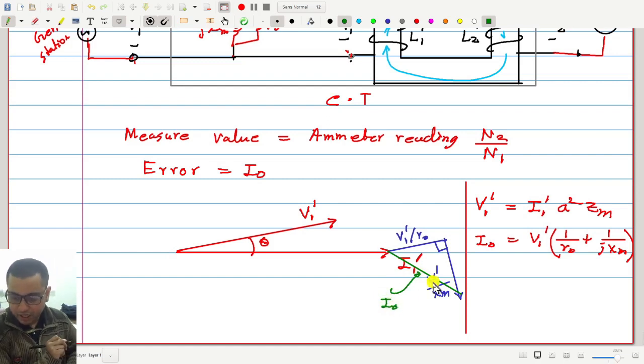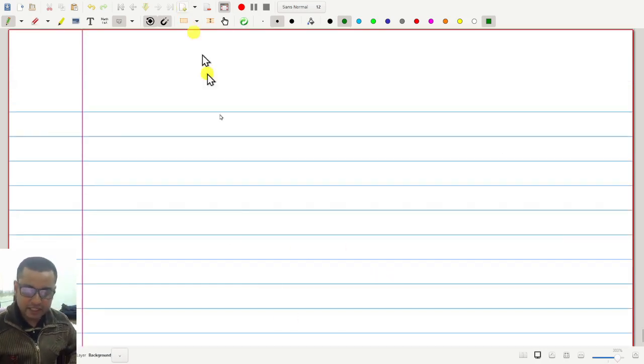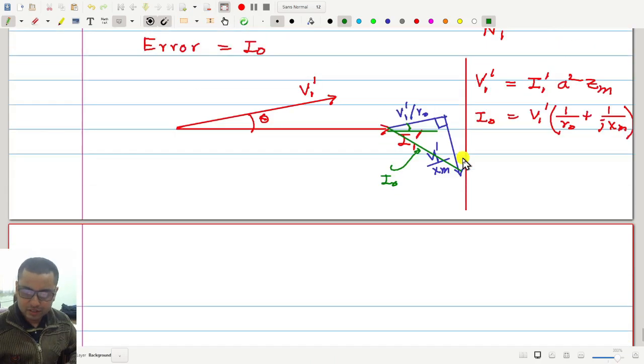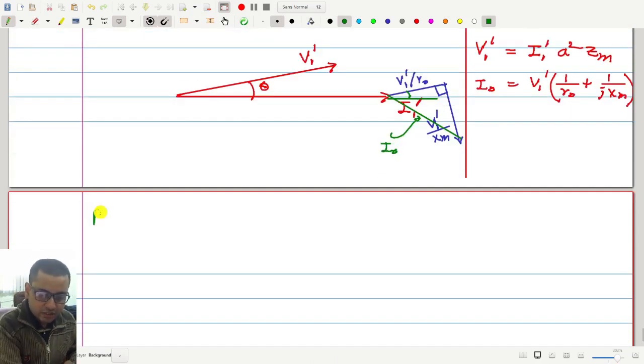Okay, acha. Now how much is the error? Once we have this diagram, we are almost done. Notice that this angle is theta, this theta is this theta. Now tell me how much is the error. Okay, first the per unit magnitude error, or ratio error as we call it.